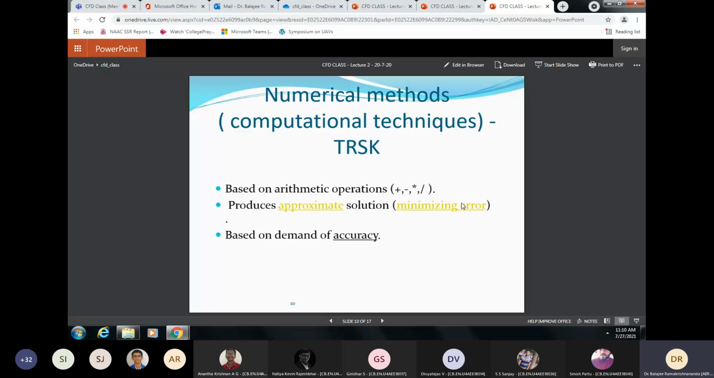So this is based on arithmetic operations like addition, subtraction, multiplication, division. This produces an approximate solution. There will be error. We recognize that, but we want to minimize that error as much as possible. Now, what do you mean by minimizing error? This is also based on how accurately you want the solution. You cannot say as accurately as possible. You should give some breathing space. I want the solution to be so many percent accurate or within so many decimal places accurate. Things like that. You can try to the extent possible.